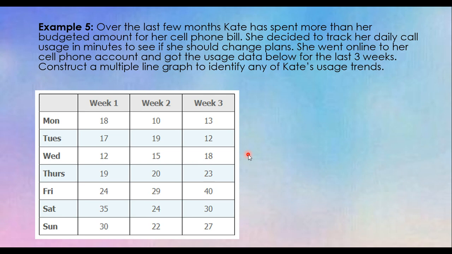So let's see what's up with Kate. The way this breaks down is she's looking at it in terms of weeks, week 1, week 2, week 3, and then the days of the week, she's breaking it down even further, and these are the minutes used. So Monday, she used 18 minutes on the first week, 10 minutes the second week, 13 minutes on the third.